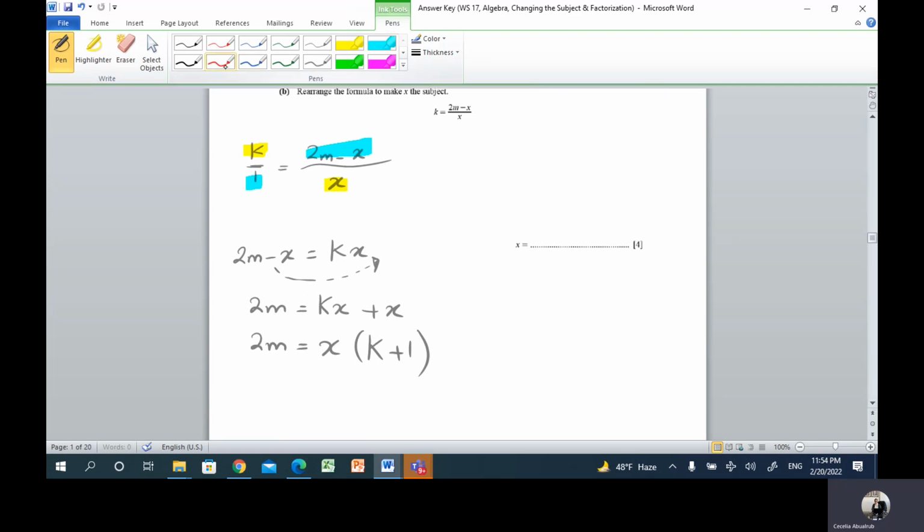Now we are isolating x, so we must divide this side by the expression k plus 1, and whatever we apply on the right, we must apply on the left. So k plus 1 and k plus 1 are cancelled here. X is left on its own, so x is equal to 2m over k plus 1.